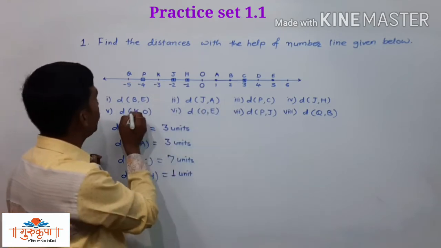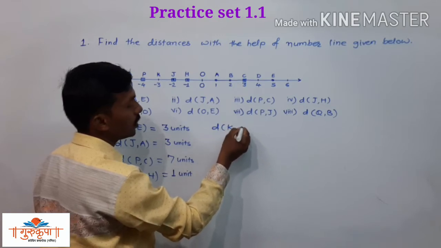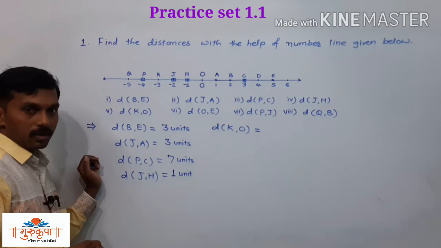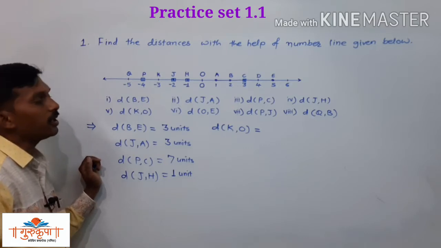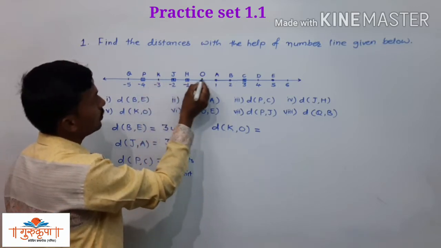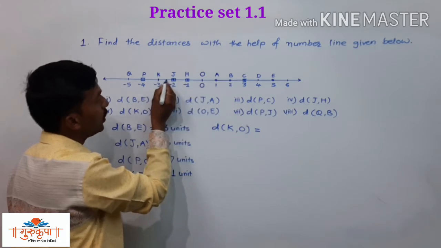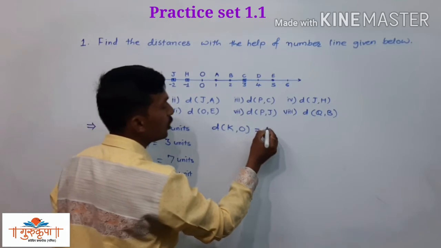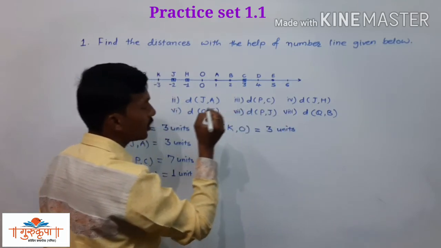Then we have to find distance KO. Distance KO is equal to, how many parts are there between K and O, that is, into how many parts is the distance KO divided, that we have to find. Here we have K, here we have O, and from K to O there is one part, second part and this is the third part. So distance KO is equal to 3 units again.